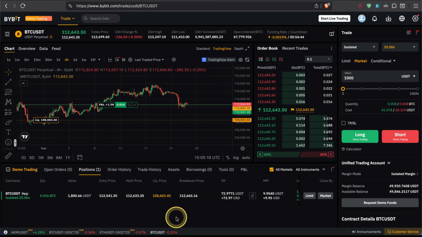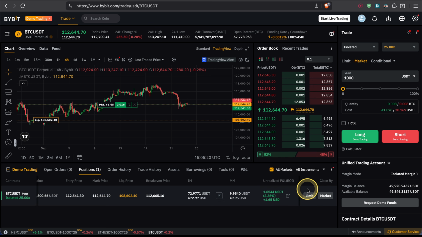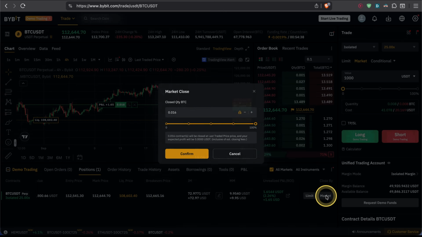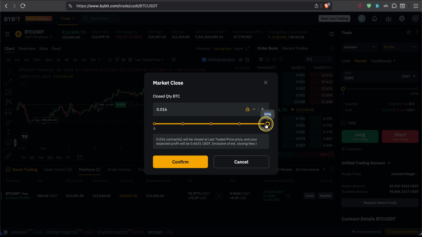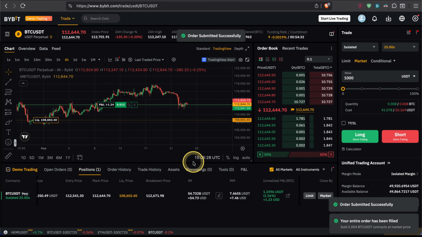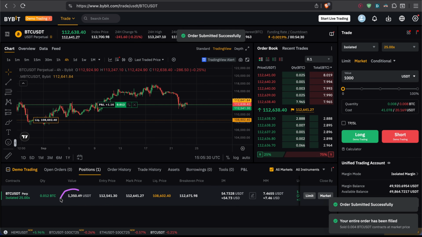To close 25% of my opened trade on Bybit, I can simply go here to the right, go to close by, click on market, and then put the slide controller to 25%, and then just click on confirm. And then you will see right here under my position size, I've now closed a quarter of my trade.